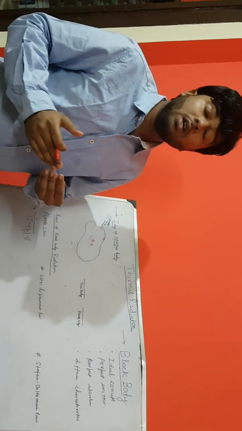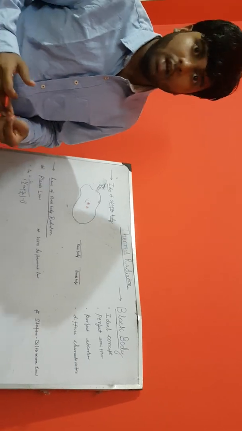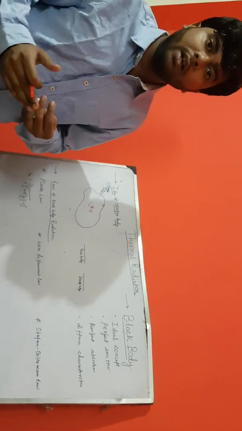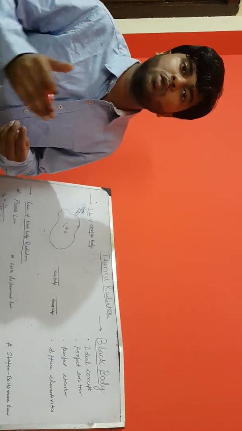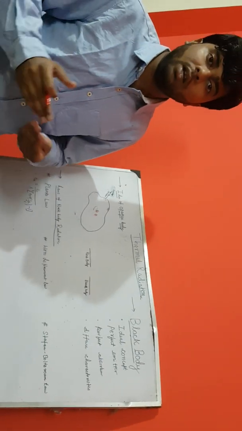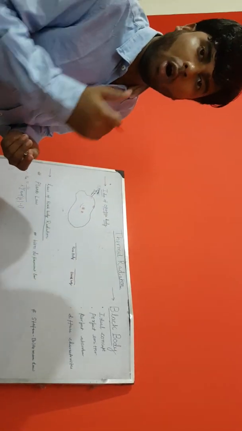So first of all, what is thermal radiation? Thermal radiation is the emission of heat in the form of electromagnetic waves. The emission of heat takes place due to some activity within the atoms of a body. What is this activity? This activity is nothing but the shifting of electrons from the orbit.